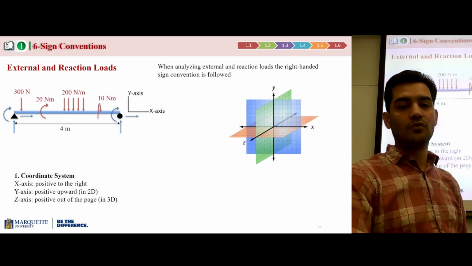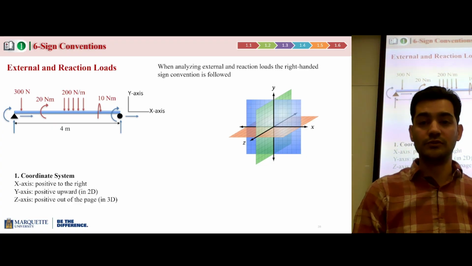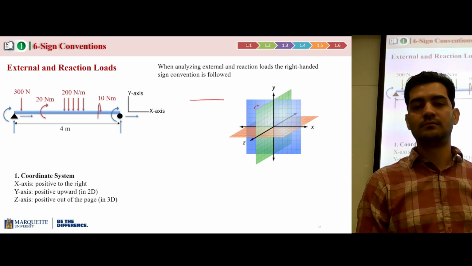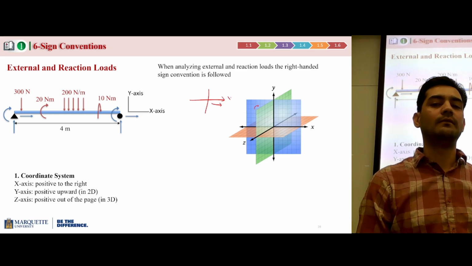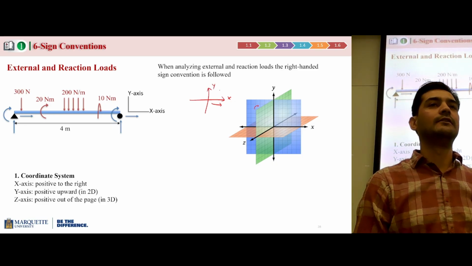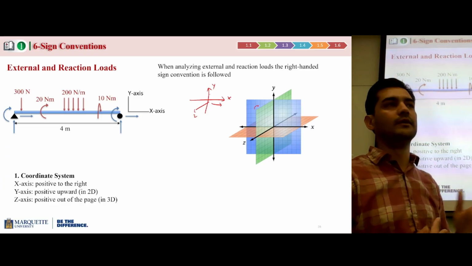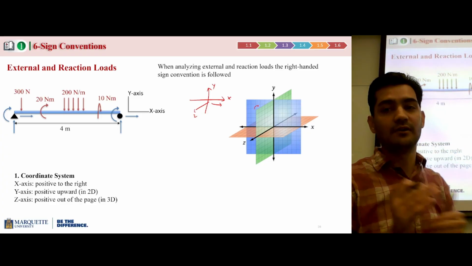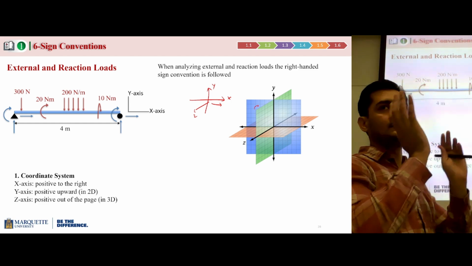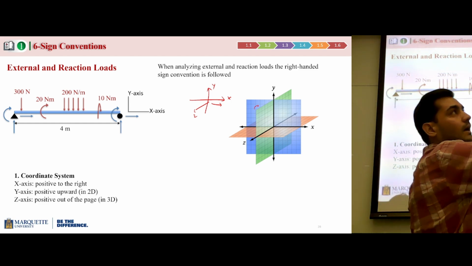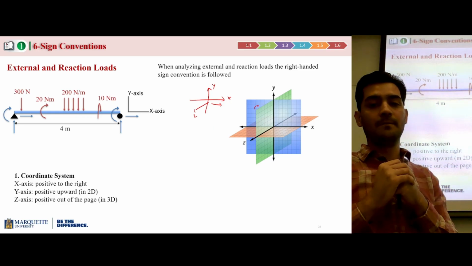But there is a simpler way, which we will use mostly. The simpler way is: x is always positive this way, y is always positive upward, and z is always positive out of the plane. So if the right-hand rule is difficult for you guys, then you can use this one. The x-axis is always positive this way, the y-axis is always positive this way, and the z-axis is always positive outside the plane.